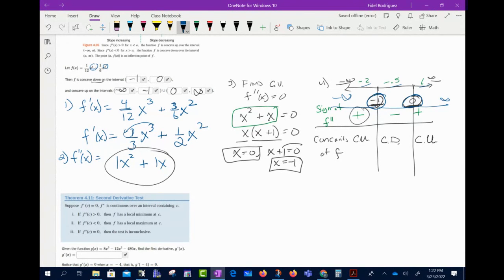Jennifer, am I doing okay? Did I lose you at some point? Okay. Are you okay how we got these signs here? Okay. So if the sign of the second derivative is positive, then the concavity of my function f is going to be concave up. When the second derivative is negative, then my graph is going to be concave down. And when my second derivative is positive, my graph's going to be concave up, right?